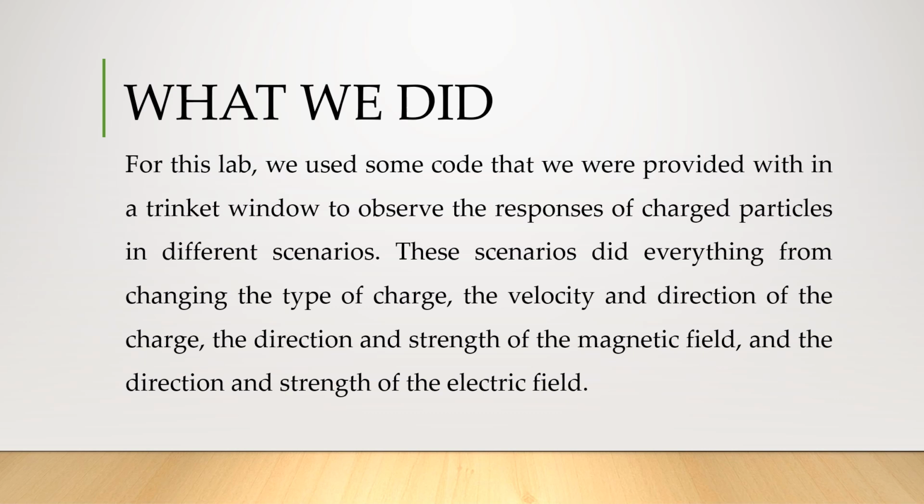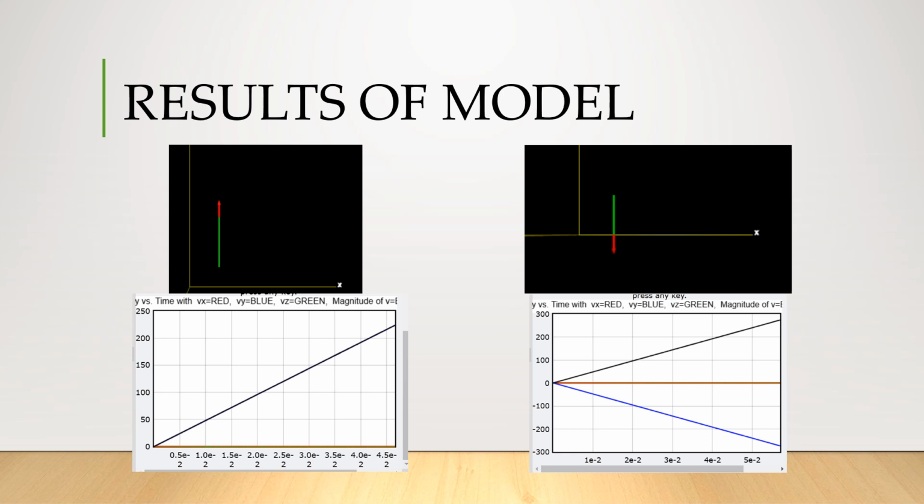The scenarios that we had did anything and everything from changing electric field directions or strengths, or magnetic field directions or strengths, and even what charge the particle had, what direction the charged particle was moving in, if it was moving at all, how fast it was moving, stuff like that. So these two scenarios both have an electric field pointing up in the positive y direction.